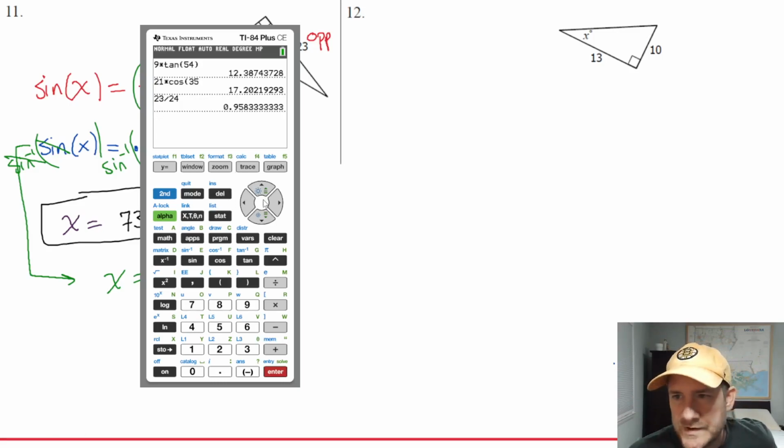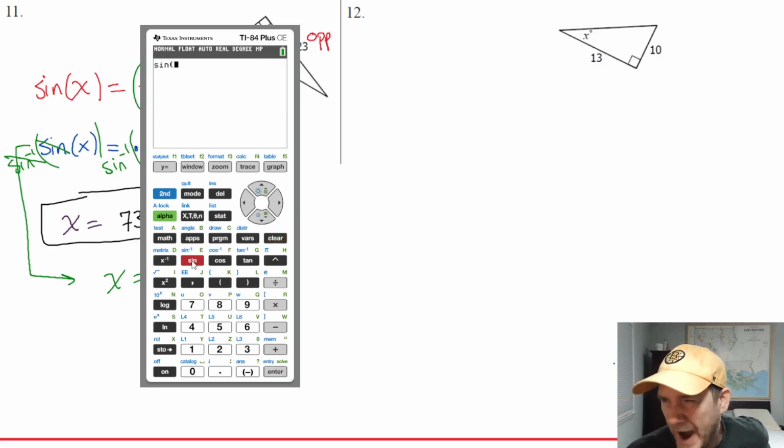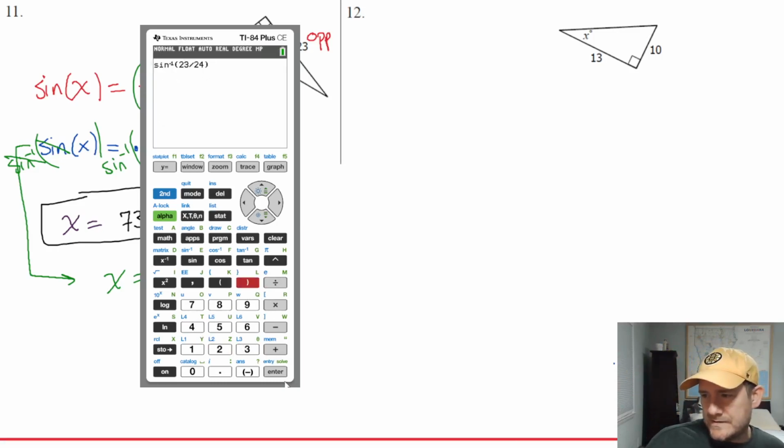And we know that we want to do inverse sine. Right above sine in blue, you see sine with a little -1. That's what you need. So hit the blue second button, then hit sine. Make sure you have a little -1 or you'll get the wrong answer. Now I can type in 23/24. It now knows what that is as an angle, and it tells you 73.40. So that's what x is approximately, 73.40.